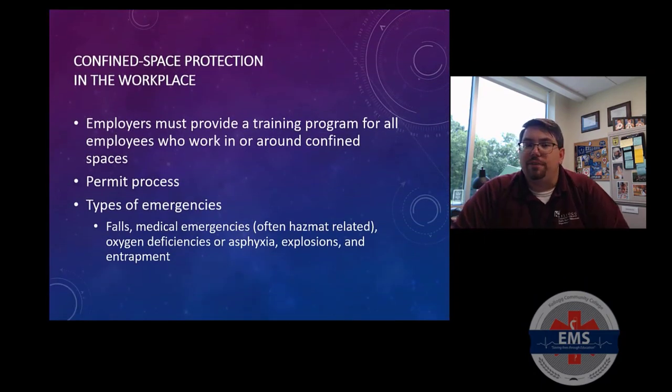We know that for confined space protection in the workplace, employers must provide a training program for all employees who work in or around confined spaces. There's also a permit process that they have to go through to maintain their ability to work in those confined places. The types of emergencies that we would generally see include falls, medical emergencies, which are oftentimes hazmat related, oxygen deficiency or asphyxia type emergencies, explosions, fire, or entrapments.